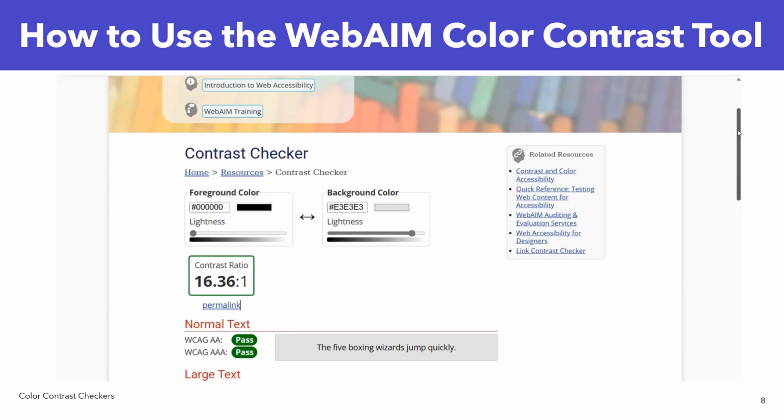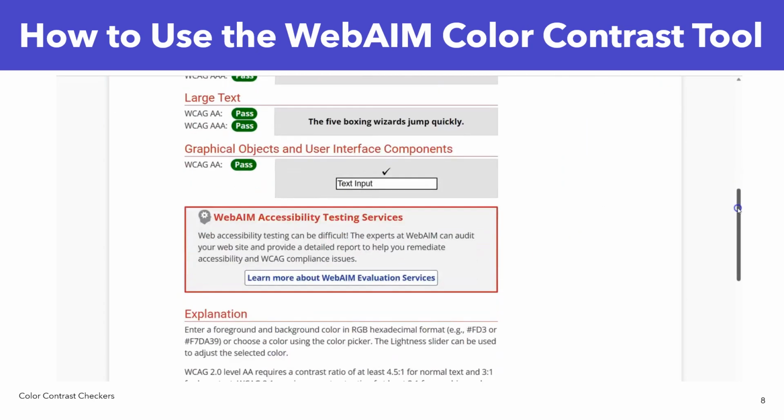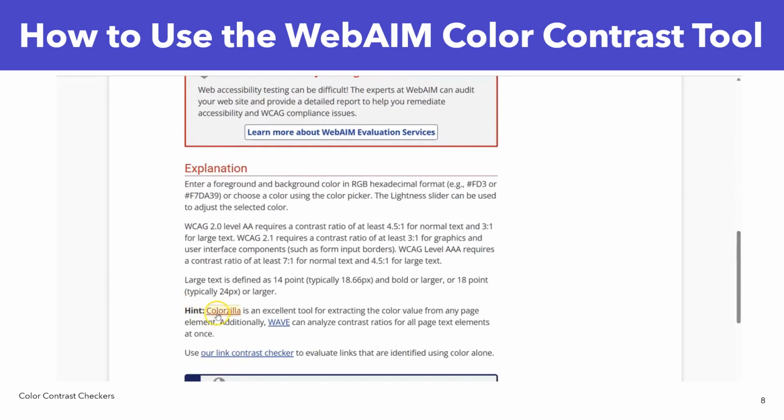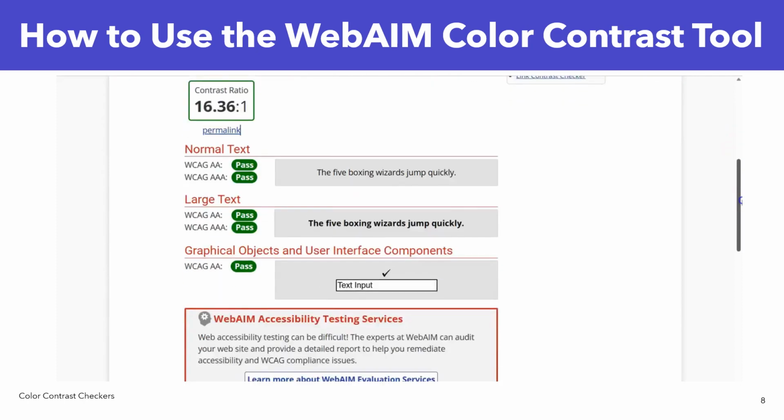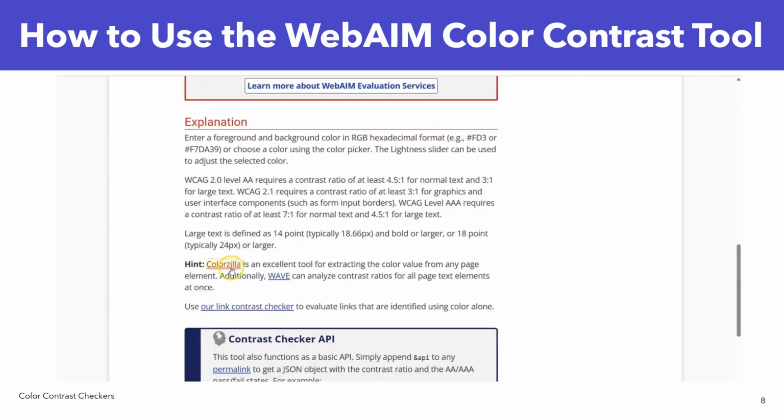content accessibility guidelines. If you scroll further down, you'll see a tool called ColorZilla. ColorZilla is an excellent tool for extracting the color value from any page. And this will make it easy to actually get the RGB code in hexadecimal format for your background color and your foreground color. So again, if you don't know the RGB code in hexadecimal format for your text colors, your background colors, you can use this tool called ColorZilla to extract that information from the page.